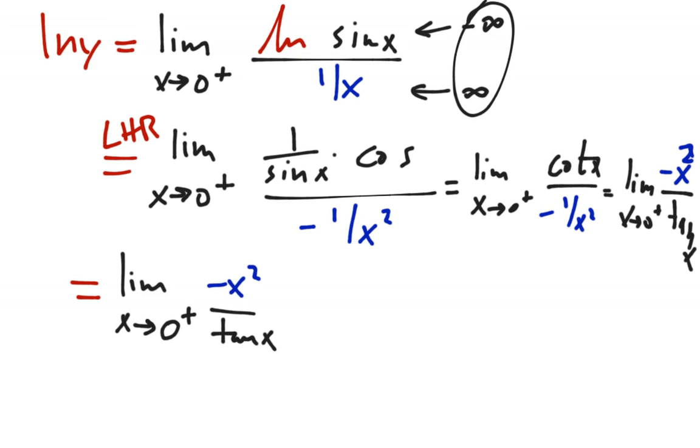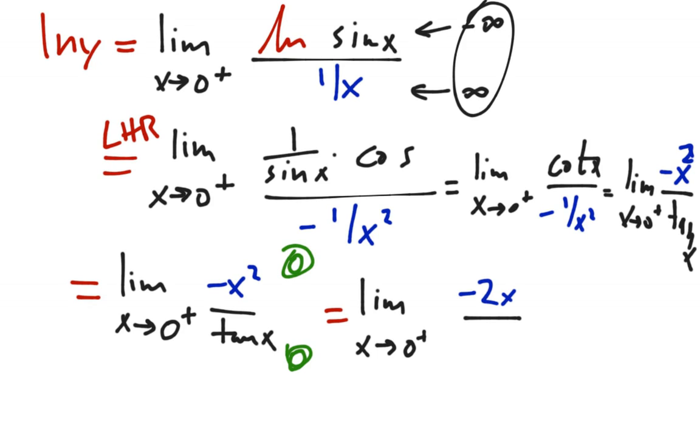Now we're going to plug in 0. I plug in 0 on the top, I get 0, and I plug in 0 into tangent, I also get 0. So guess what? We have the indeterminate form 0 over 0. I get to use L'Hopital's rule again. So we take the derivative of the top and the derivative of the bottom. The derivative of the top becomes negative 2x, and the derivative of tangent is secant squared.